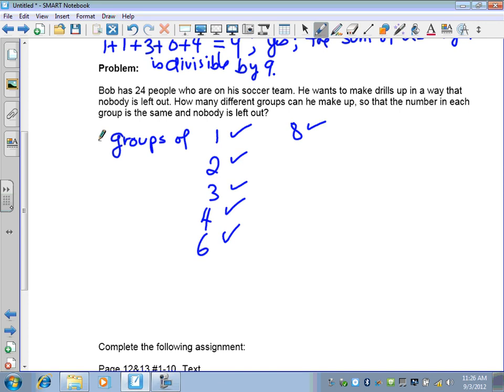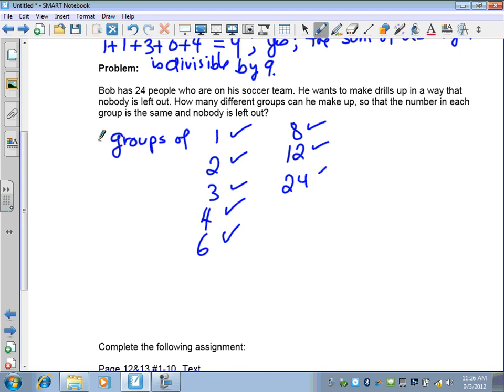What about groups of 10? Well, 10, 20, 30. 24 is not a multiple of 10, so you could have 2 groups of 10, but there'd be 4 people left out. What about 11? 11, 22, no, it's out. And now you're probably going to realize that 13, 14, 15, 16, 17, all the way to 24 is, 12. I forgot 12. You can have 12. 2 groups of 12 would work. But after that, nothing else works until you get to 1 group of 24.